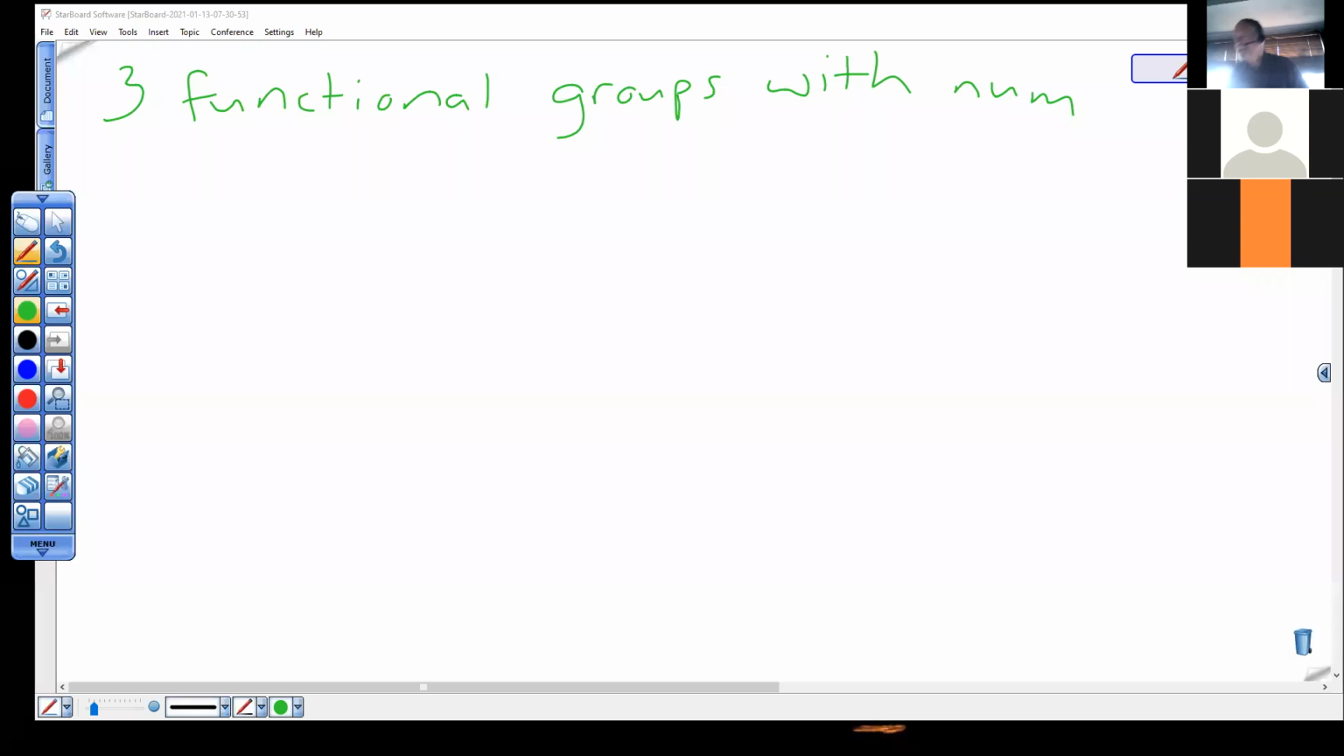Oh, we can't see the board. Oh, yeah, that's right. Well, thank you for pointing that out. And yes, please always feel free to interrupt when that is the case, because I often don't know where I am. 3 functional groups with numerical classification.